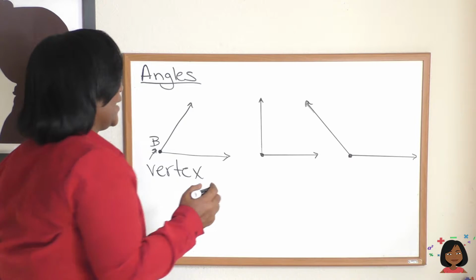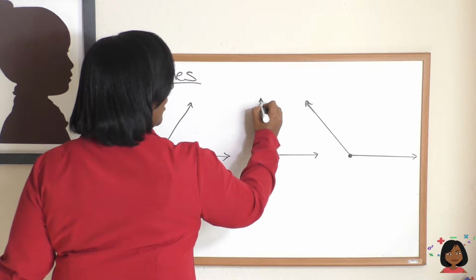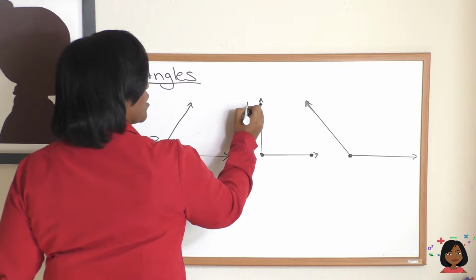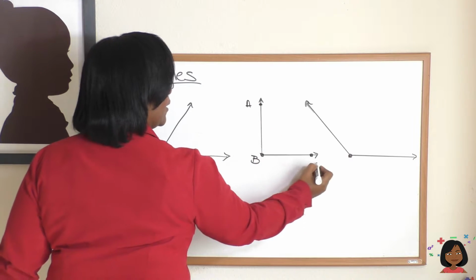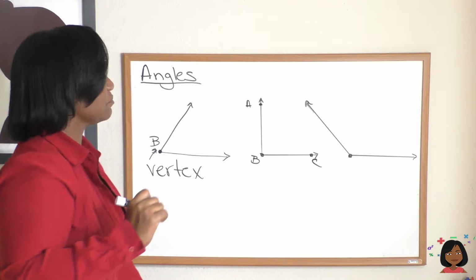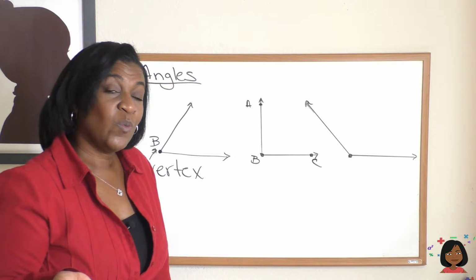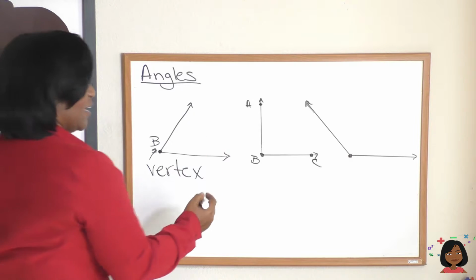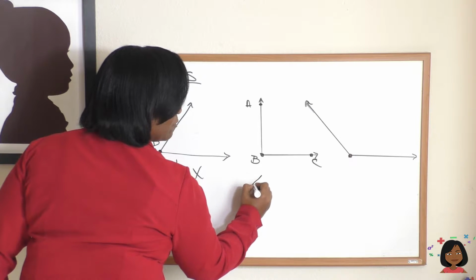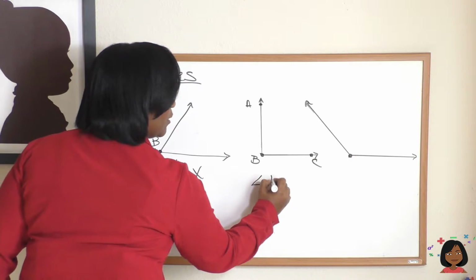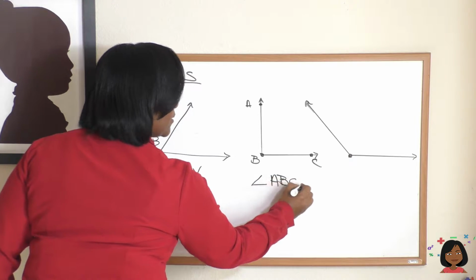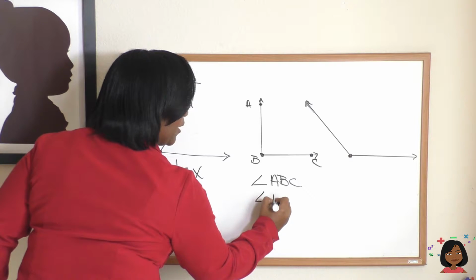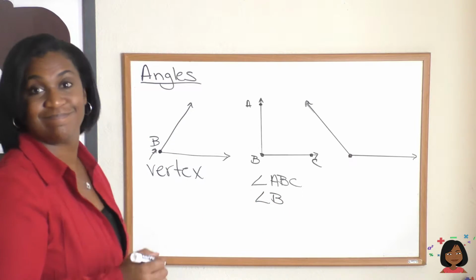But let's say that we had a point here and a point here on the ray. This was called A, B, and C. We could call this angle ABC. And I'm going to write it for you how we note it, an angle ABC. Over here, we just called it angle B because that's all we had.